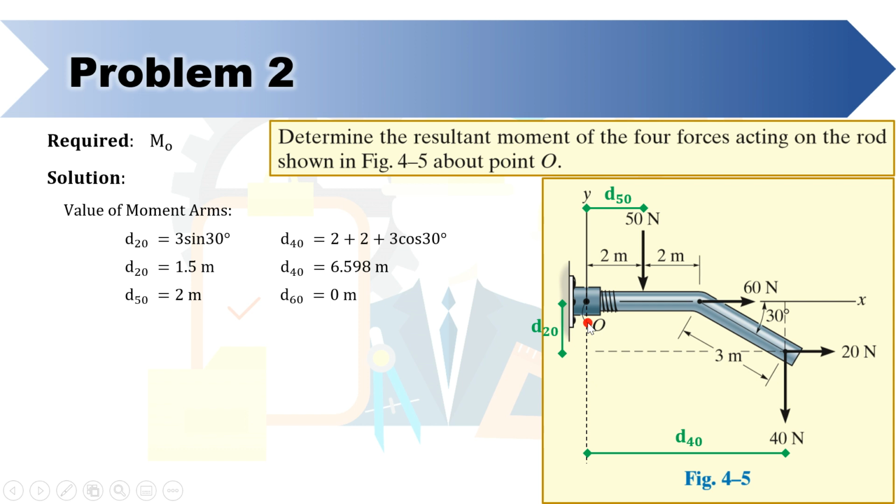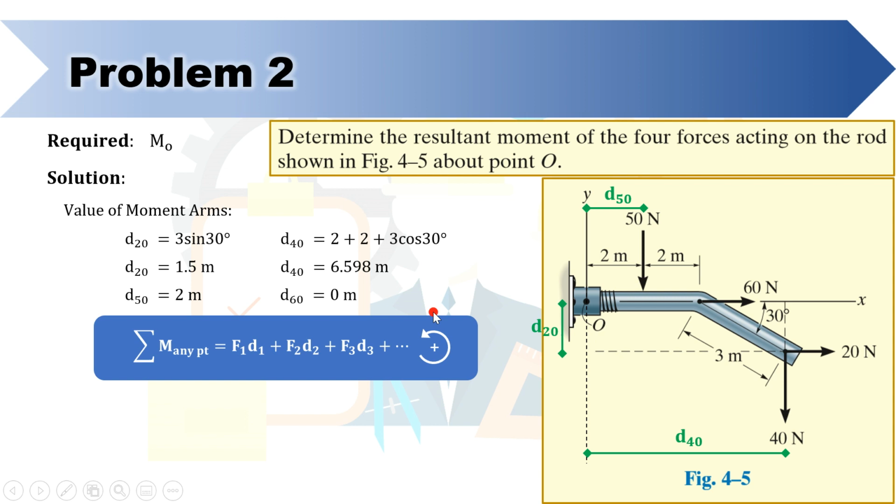To have a practical solution for this problem, especially since it involves several forces, let's recall the general formula of moment as discussed before. Then one by one, let's substitute the needed values. To start, let's write the first term as the moment due to the 20 Newton force, or equal to positive 20 times 1.5. Next, we add the moment due to the 50 Newton force, or equal to negative 50 times 2. Take note again that a negative sign must be included if the force creates a clockwise moment about the considered point.